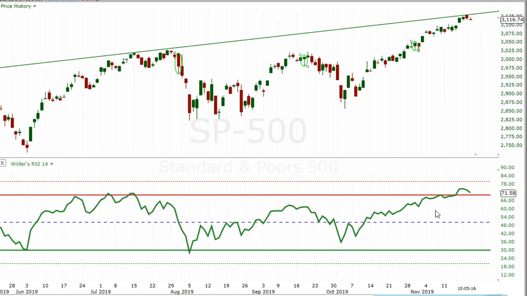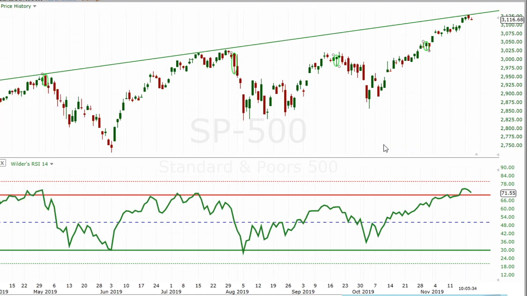And typically RSI over 70 doesn't necessarily mean that you're due for a correction, but it's usually not a really good place to start getting long the market, right?